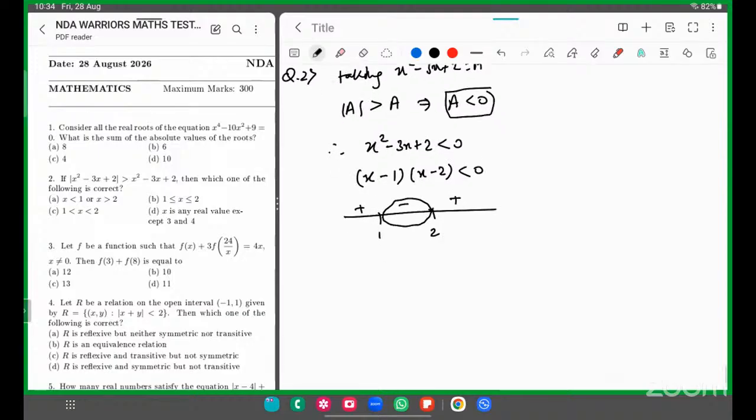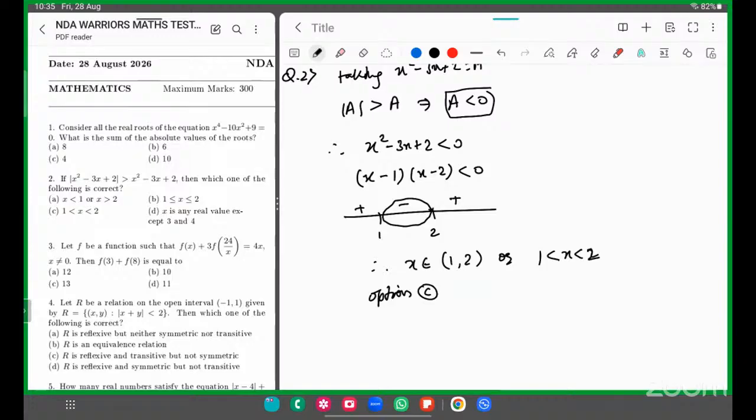Which option can be the correct answer? Therefore, x belongs to 1 to 2. Like this I can write, or in other way if you want to represent, you can represent in this way also. Both are same. X lying between 1 and 2. So option C is the correct answer.